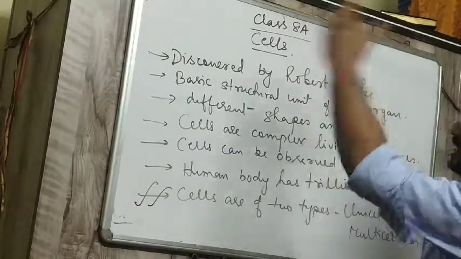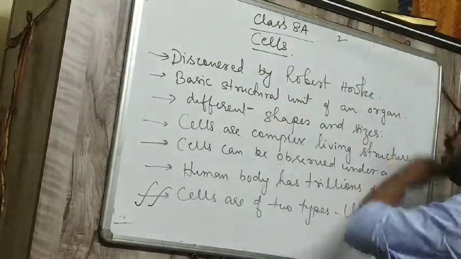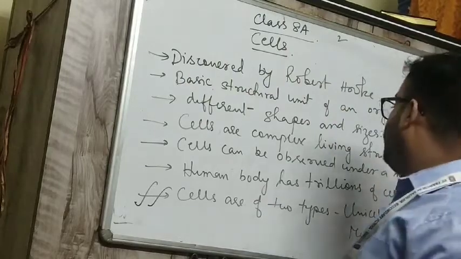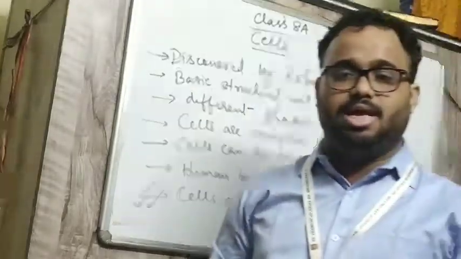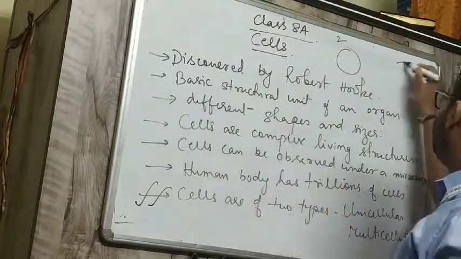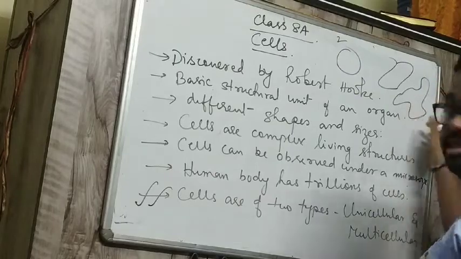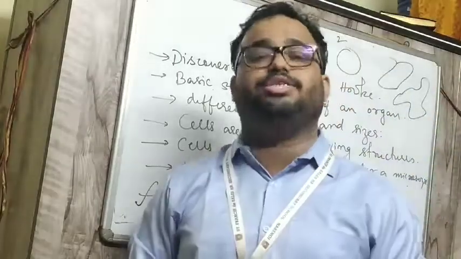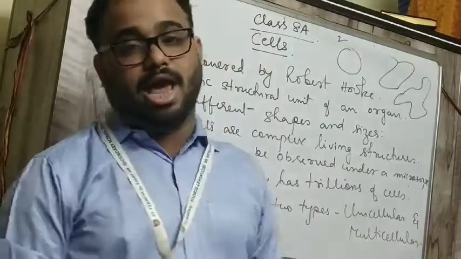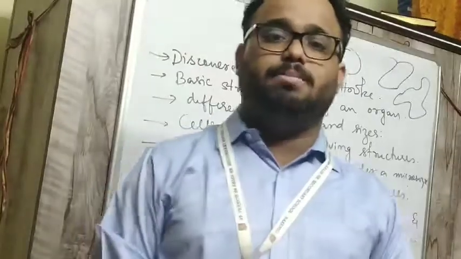So once again I repeat, cells were discovered by Robert Hooke. Cell is the basic structural unit of an organ, and different shapes and sizes are made up of cells. A cell can be a spherical shape, or suppose the amoeba is like this. So a cell can take any shape. Cells are also unicellular and multicellular, and we have trillions of cells. Unicellular means single cell, multicellular means multi-cell.